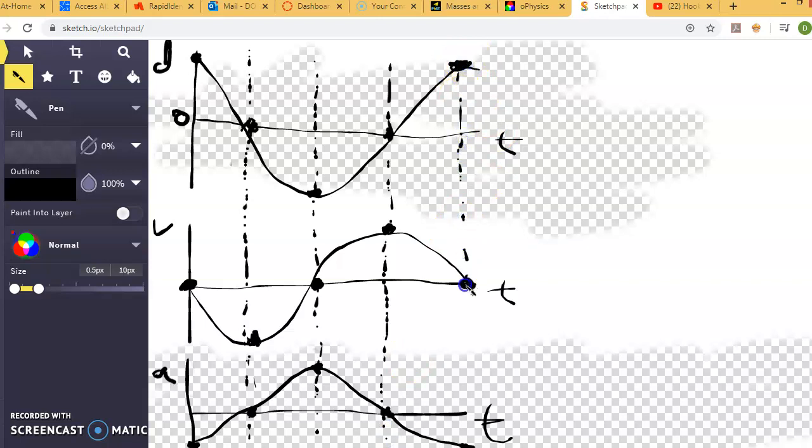Oh, God, I just can't draw at all, can I? It's just so bad.